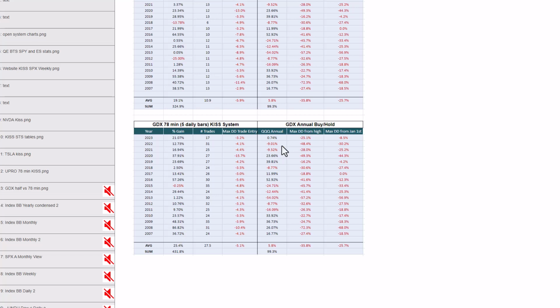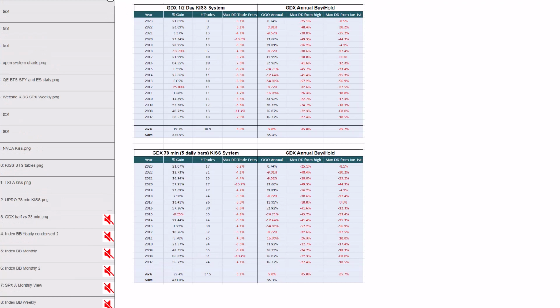Average yearly gain, 25.4%. Quite a difference from minus 5.8%, and 431, 432 total percent gain collectively versus 99%. So over 4 times more profitable in the long term. All right, guys, that does it for that. Now let's go ahead and move on to the general market analysis.